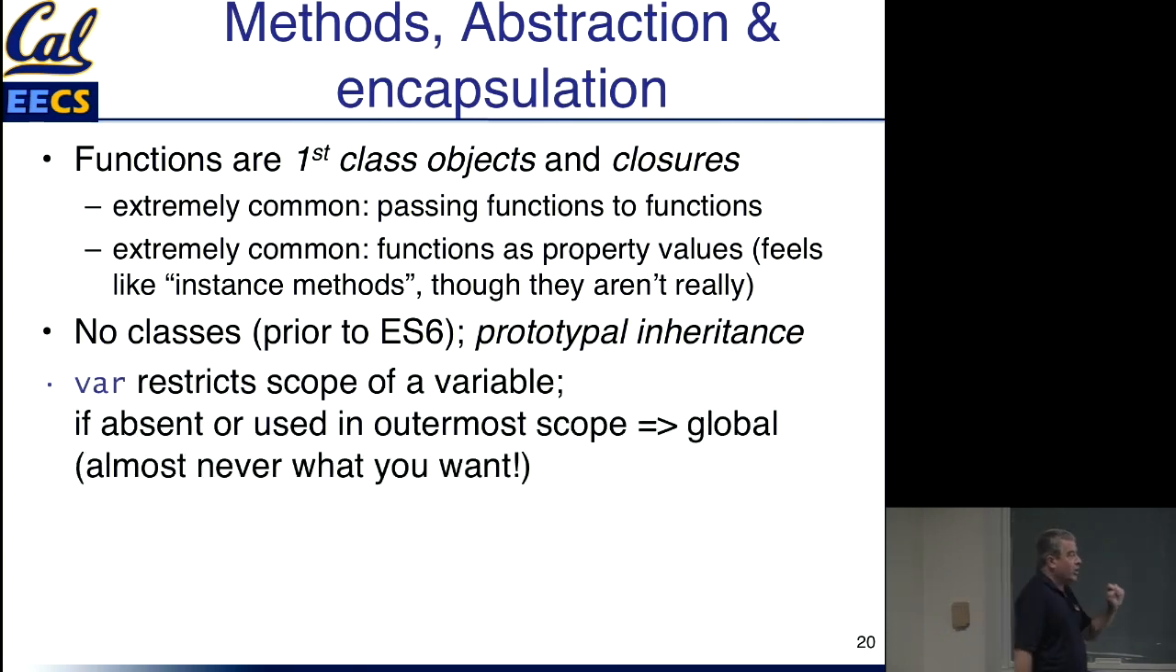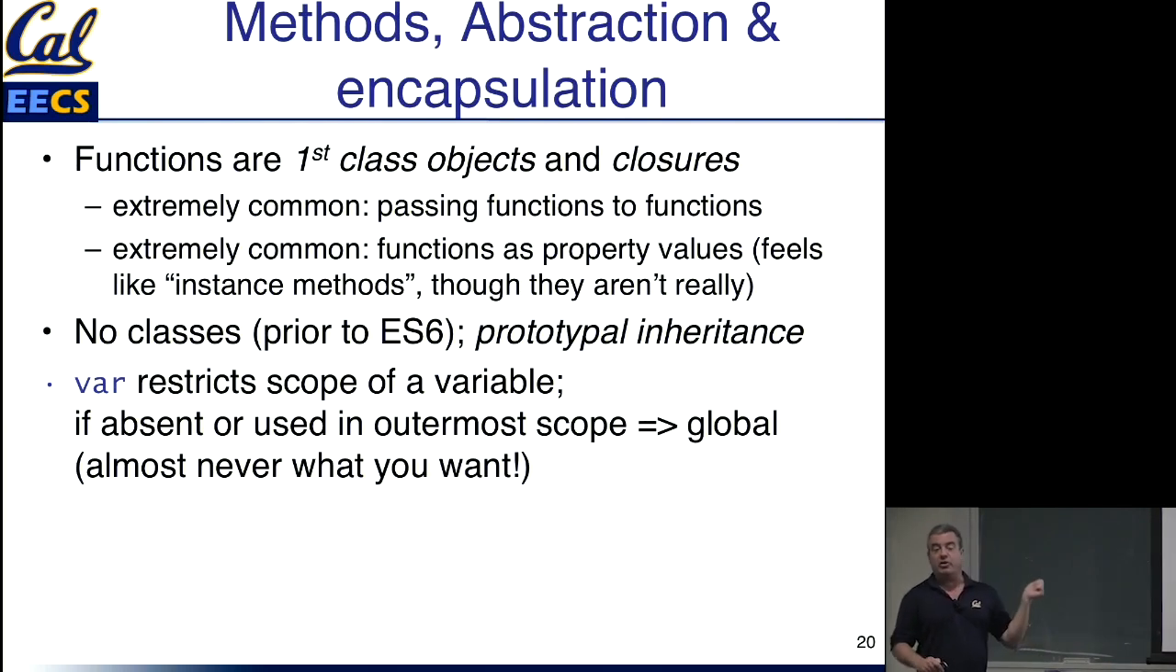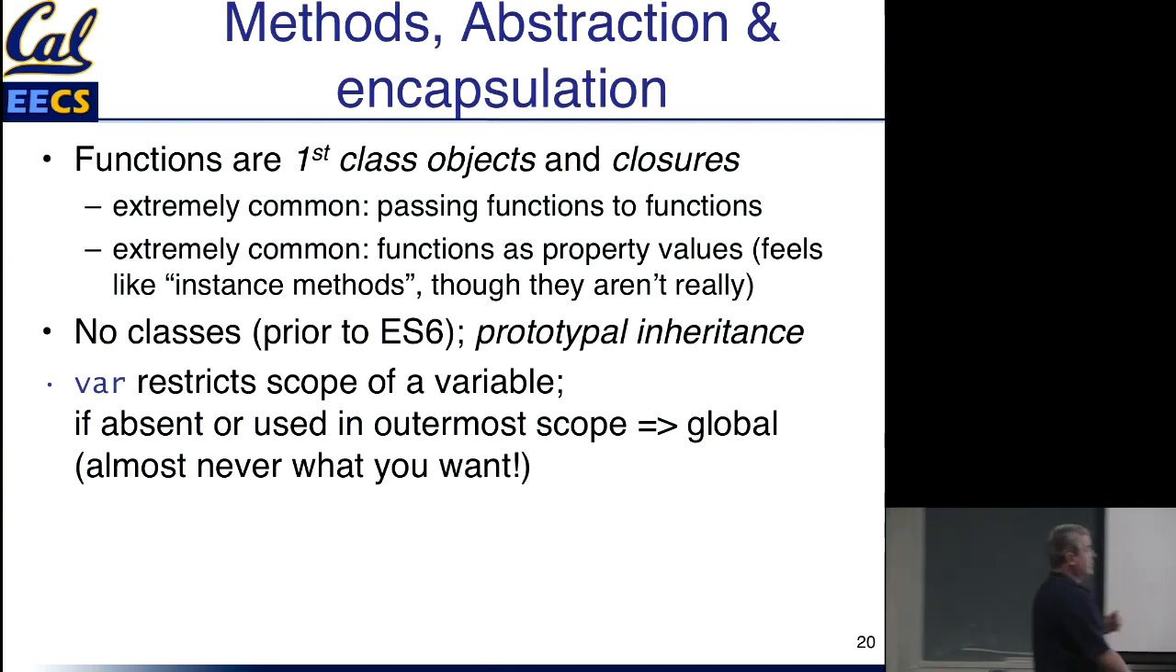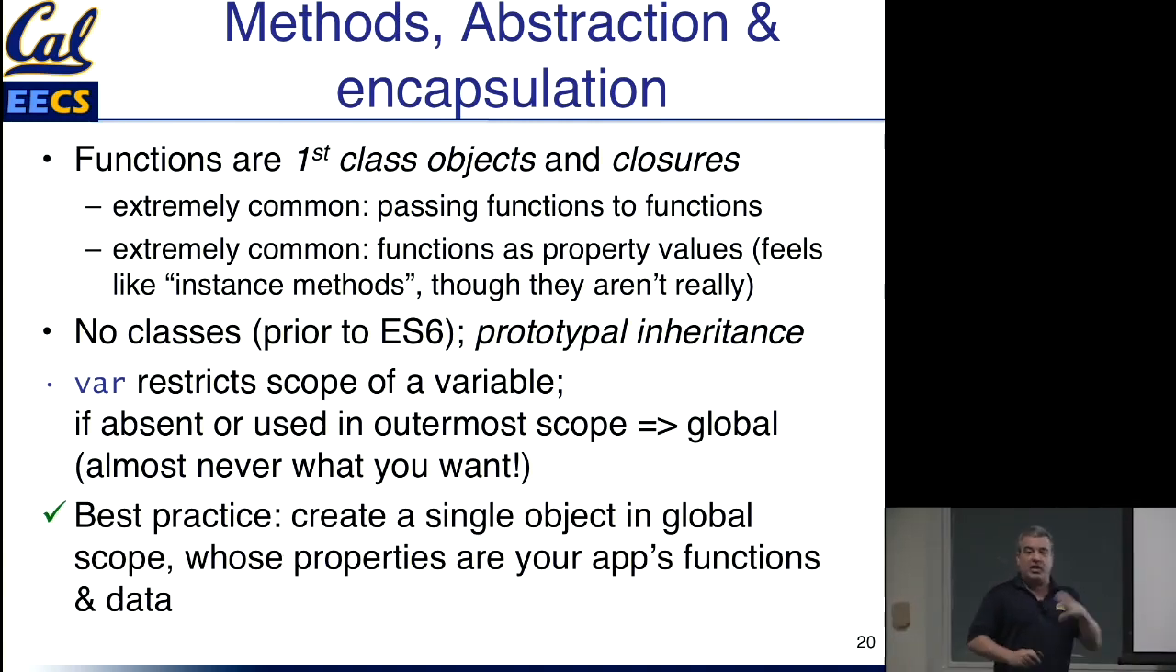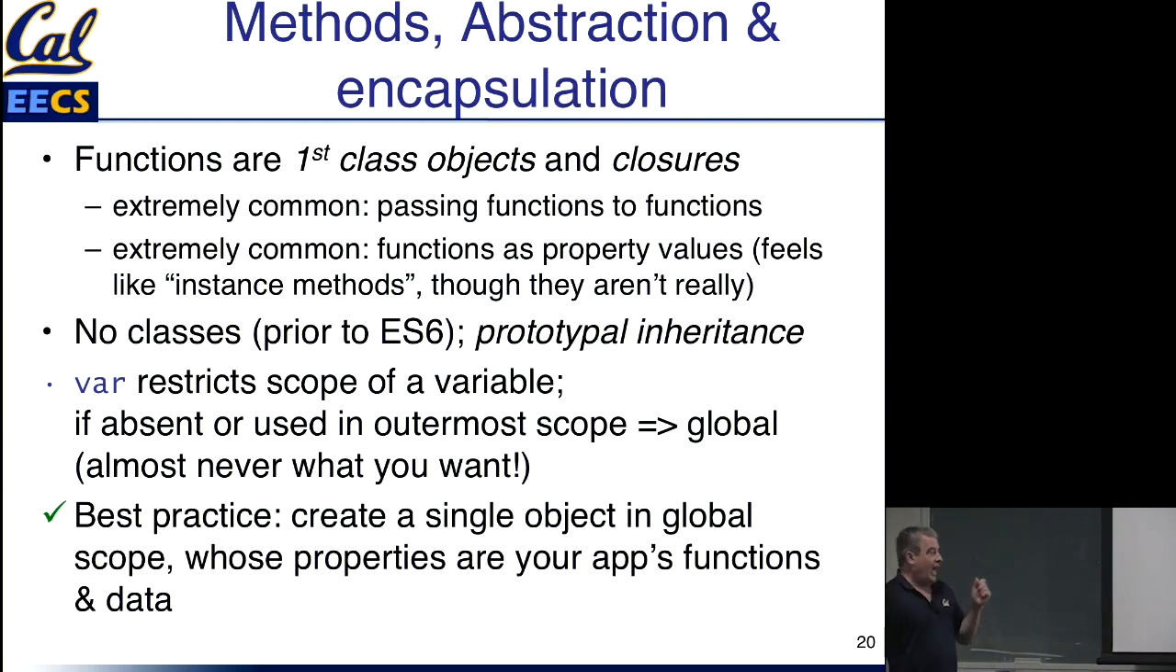We've seen the var keyword a number of times here. Basically, it restricts the scope of a variable to the function within which it occurs. It is almost never the right thing to leave out the word var, because if you leave it out, it's implying that your variable is being declared globally. And you almost never want to declare variables in global scope. The one exception is, well, then how do you keep track of all the stuff that is associated with your app? It's considered a best practice to create a single object and give it a name that's in the global scope. And then inside that object are the properties that store all of the functions and all of the data that your app cares about.